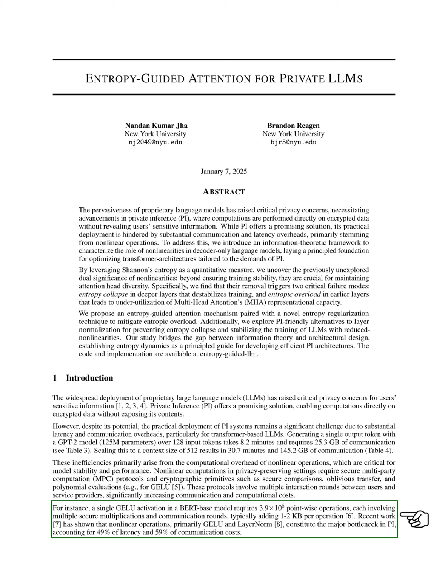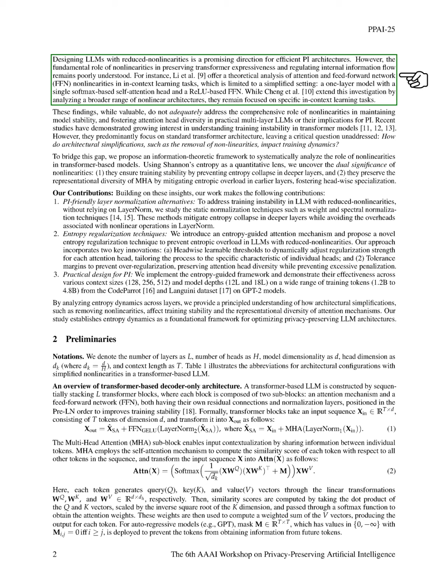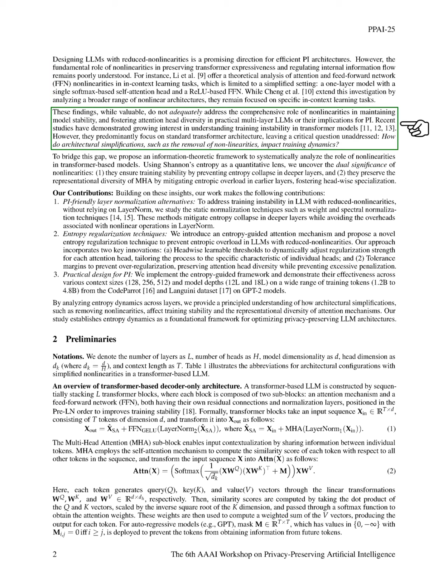We note that nonlinear operations, particularly GELU and layer norm, are major bottlenecks, contributing significantly to latency and communication expenses. To improve efficiency, we explore designing LLMs with fewer nonlinearities. However, the essential role of these nonlinearities in maintaining model effectiveness and information flow is not well understood. Previous studies have looked at specific aspects of nonlinearities but have not fully addressed their impact on model stability and attention diversity in multi-layer LLMs.